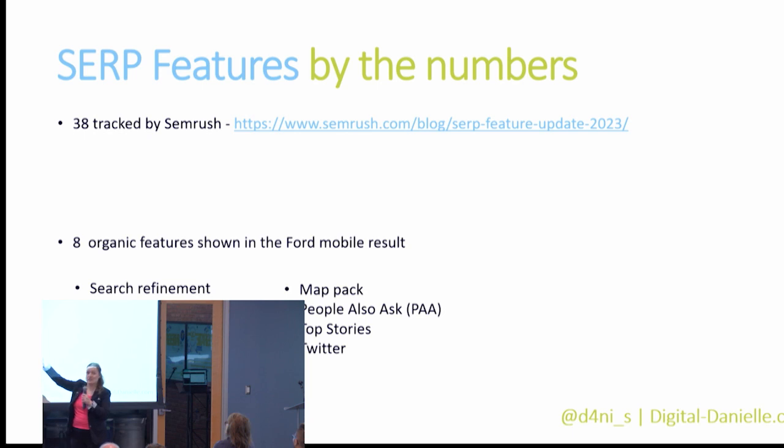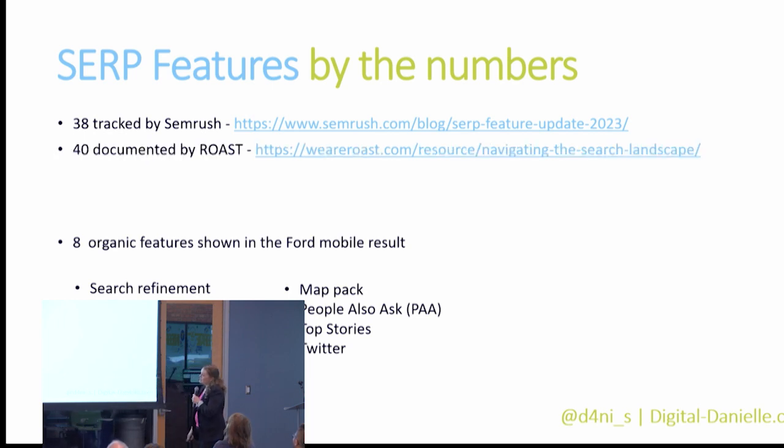So SEMrush, has everybody heard of SEMrush? Use that for rank tracking and stuff. Yep, they just, in April I think, updated the number of SERP features that they track. So they have 38. Roast is not a rank tracking software. They are a UK SEO agency, and they have for like 5-6 years now been keeping a running list of all of the search features. I think they also include ads. I put 40. It's showing a little bit more than that if you go to that link, but some of them are deprecated and kind of meshed into another one. So that's kind of like 40 active ones.